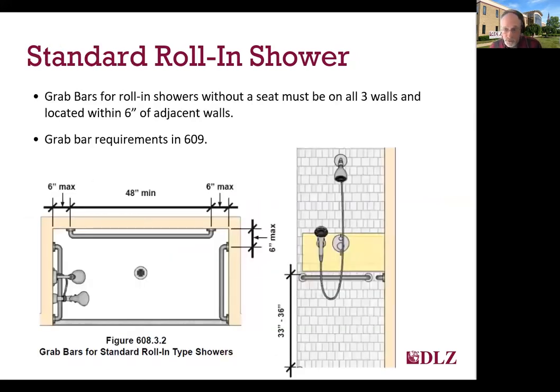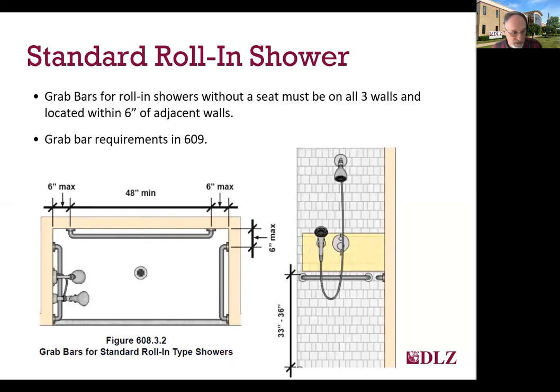Standard roll-in showers don't require a seat, but if there is no seat, there must be grab bars on all three interior walls. Grab bars must be located such that there's a 6-inch maximum from the adjacent wall to the end of the grab bars. With the specific requirements for the grab bars already discussed as part of the toilet stalls and toilet rooms as contained in section 609. I want to also note here that for showers, the controls are allowed to be within that 12-inch clear space above the grab bars, but they do have to be at least 1.5 inches above.